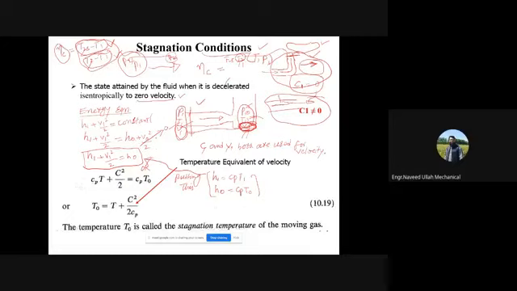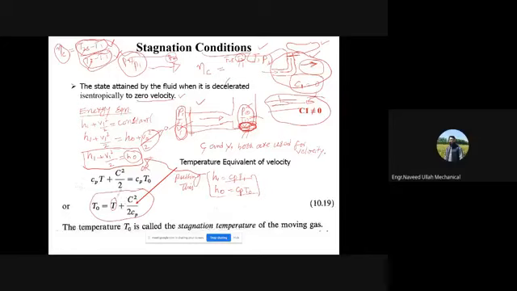Now this V0 is zero, so this whole term becomes zero, and you will see that H1 plus V1 squared by 2 is equal to H0. Here, H1 is equal to Cp T1 and H0 is Cp T0. So you just need to put them over here and simplify. You will see that your T0 is equal to T plus C squared by 2Cp. So this is what?